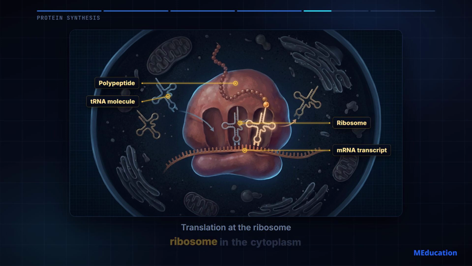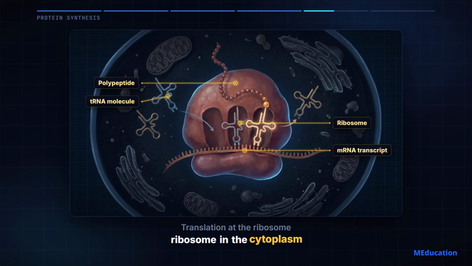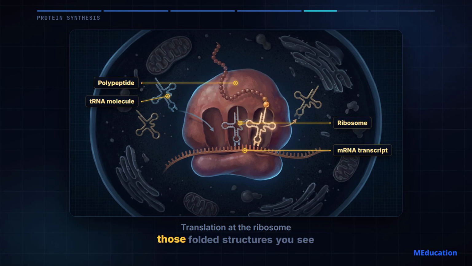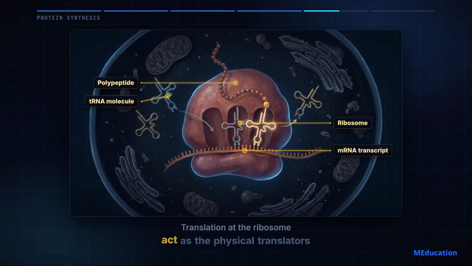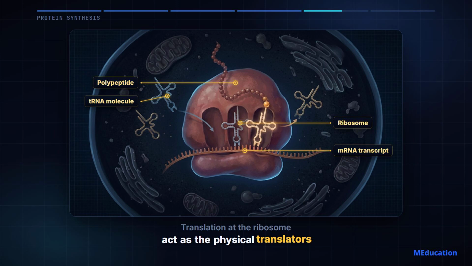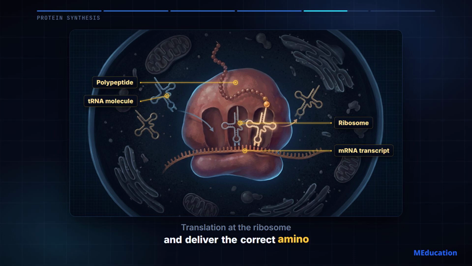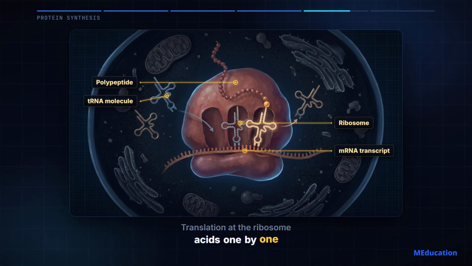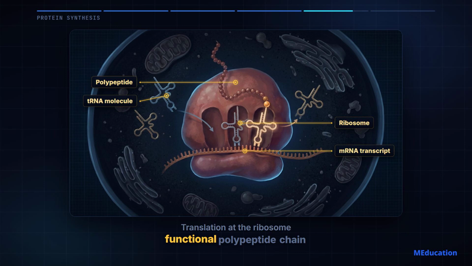The mRNA travels to a ribosome in the cytoplasm. Transfer RNA molecules, those folded structures you see, act as the physical translators. They read the mRNA codons and deliver the correct amino acids one by one, building a specific, functional polypeptide chain.